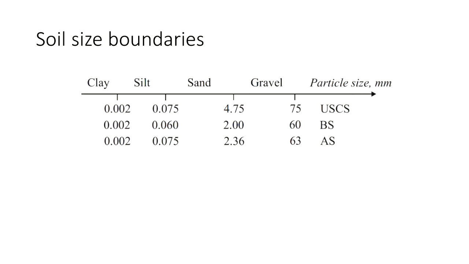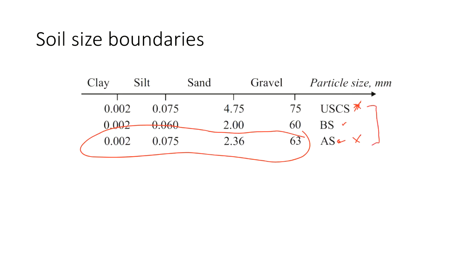This is something that, if you don't remember, at least you should know what it means and where to get all the information. These are the boundaries for different systems. This one is the Australian system, the one that we use in this course. This one is British, and this one is the Unified Soil Classification System. The major difference is that we use this one to classify soil, and in Australia we use this one. So these are two major ones.